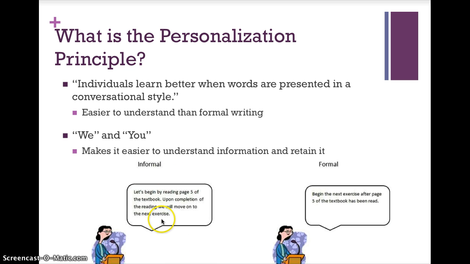The informal says, let's begin by reading page 5 of the textbook. Upon completion of the reading, we'll move on to the next exercise. Although it's a lot longer than the formal example, there's a huge difference. So the formal says, begin the next exercise after page 5 of the textbook has been read. To me, that just sounds kind of awkward, and this one's just more direct and a lot easier to follow.